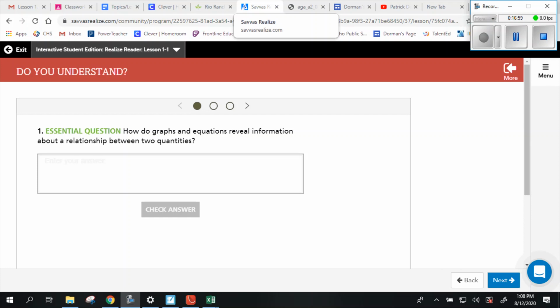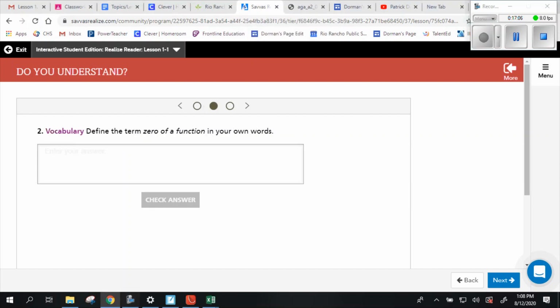The term 0 of a function, you've probably heard this, or you should have heard this in Algebra 1. A 0 is the same thing as an x-intercept.